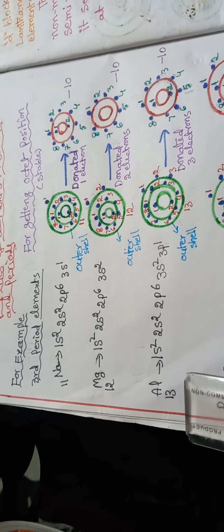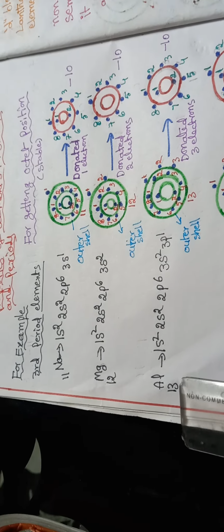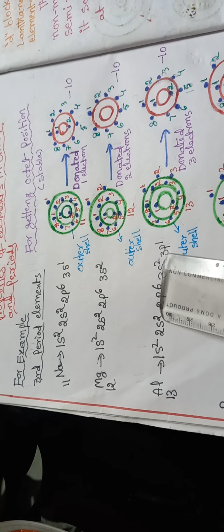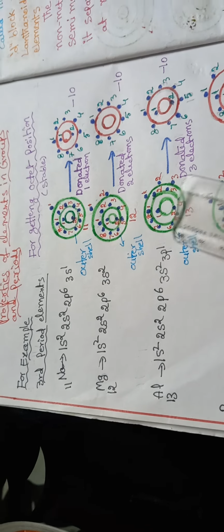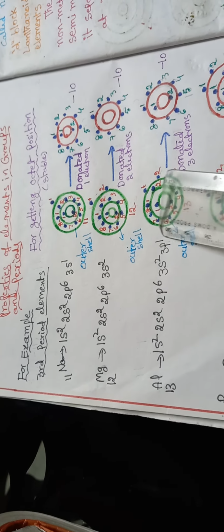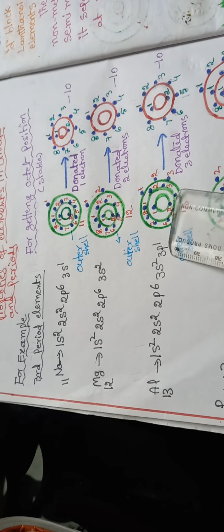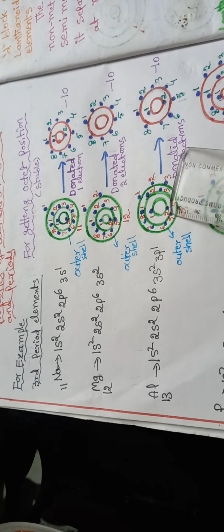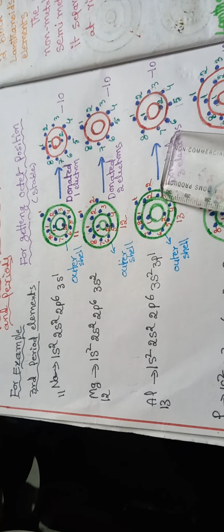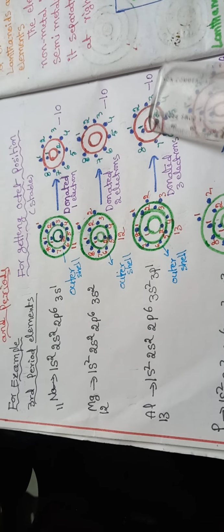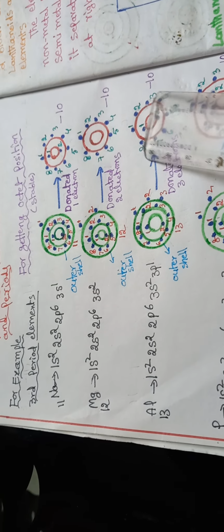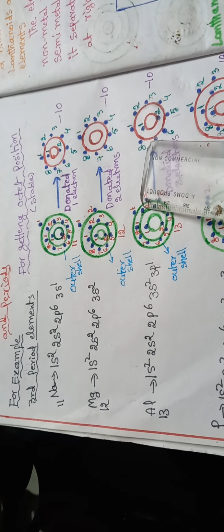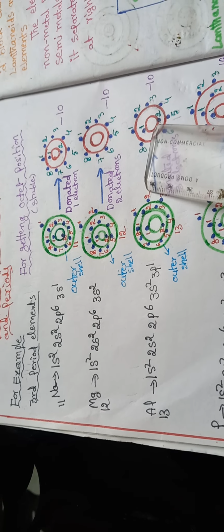Next, aluminium, atomic number 13, electron configuration 1s2, 2s2, 2p6, 3s2, 3p1. So the outer shell contains 3 electrons. When these 3 electrons are donated to another element, the remaining electrons are 10 and the outer shell contains 8 electrons. So it gets the octet position, and it gets stability also.